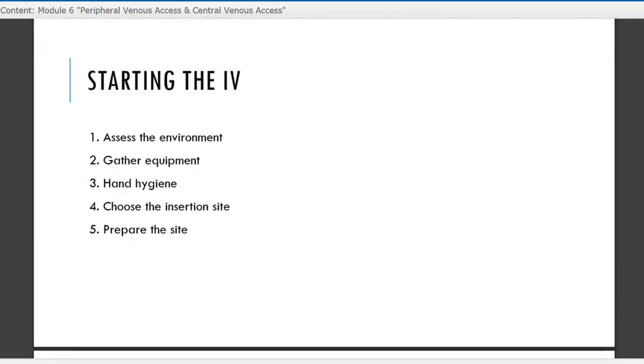So when we're starting the IV, we want to, of course, assess the environment. We know that environment can play a huge role on how sterile or how clean we can insert the IV. We want to make sure that we have all of our equipment gathered up. We want to make sure that we have everything that we need and sometimes multiples of our equipment in the room, so that if we fail to initiate the IV the first time, we have what we need in the room to try it again. We also want to make sure and wash our hands, of course, and then choosing the insertion site and then preparing the site for the insertion itself.